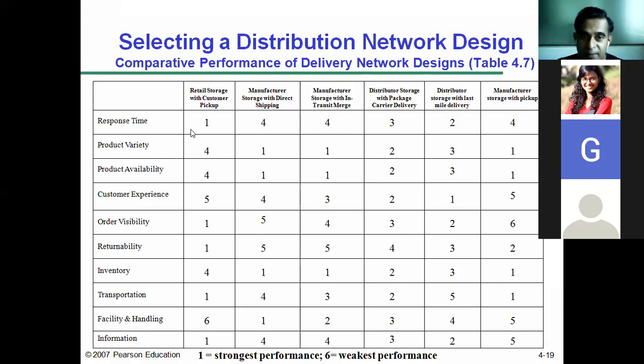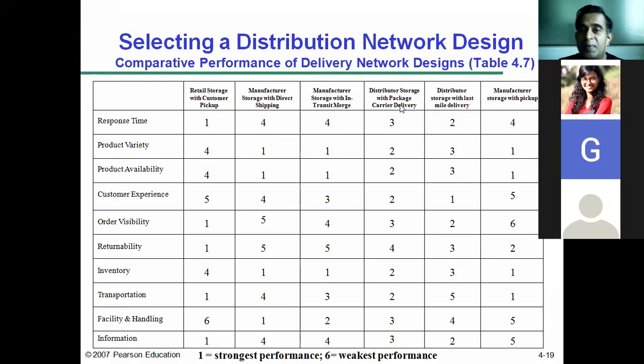Then product variety. In retail storage with customer pickup, the product variety will be low, because there will be limited space in the retail store. Remember that. But manufacturer storage with direct shipping, with in-transit merge, and with pickup perform highest on product variety, because the inventory will be centrally held. The variety of inventory will be very large, so product variety will be very high.